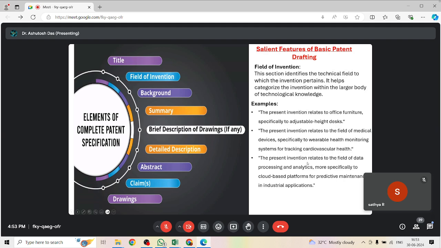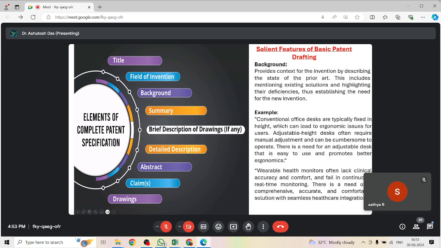Next is background. In the background, what you provide is where the prior art comes. Provide the context of the invention by describing the state of the prior art. This includes mentioning existing solutions and highlighting the deficiencies, thus establishing the need for the new invention.